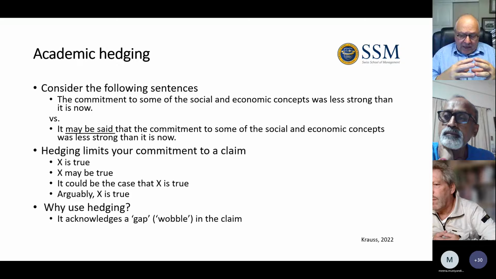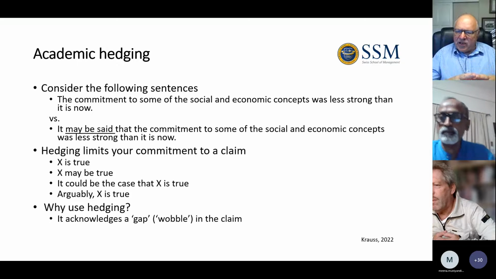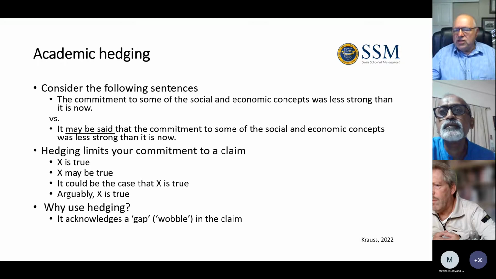So I think the endeavor of every researcher is to go towards using as little hedging as possible, to be as close to certainty, obviously, as possible. But it is in many cases very difficult. So I wouldn't actually.